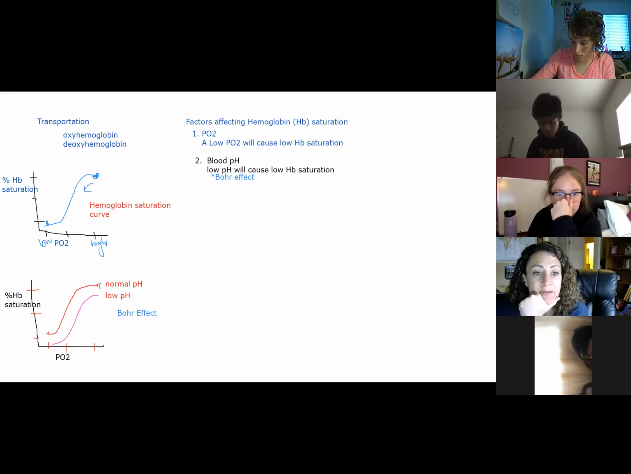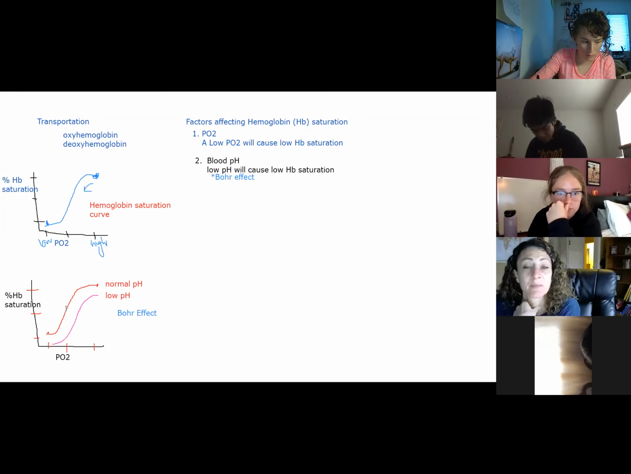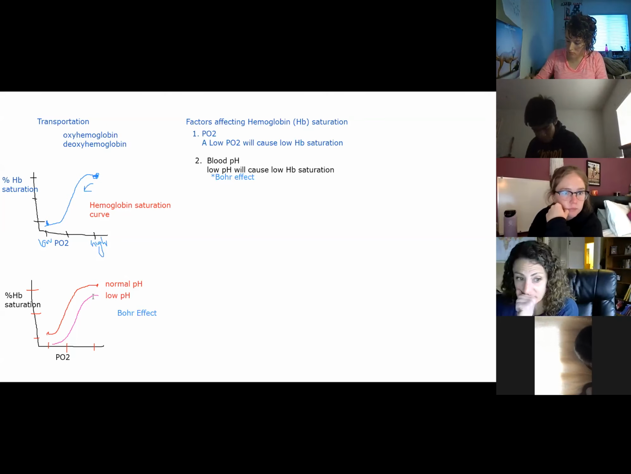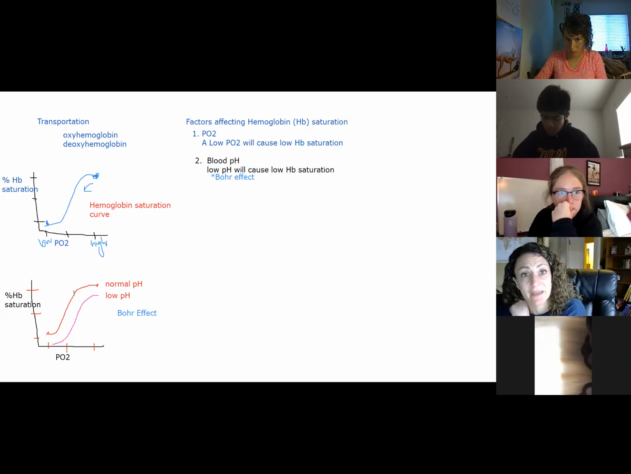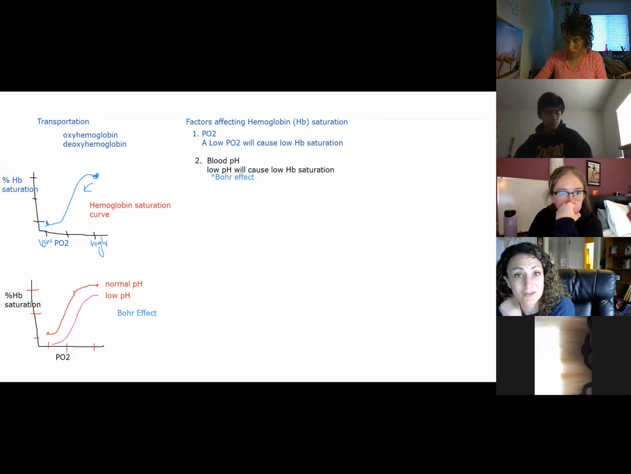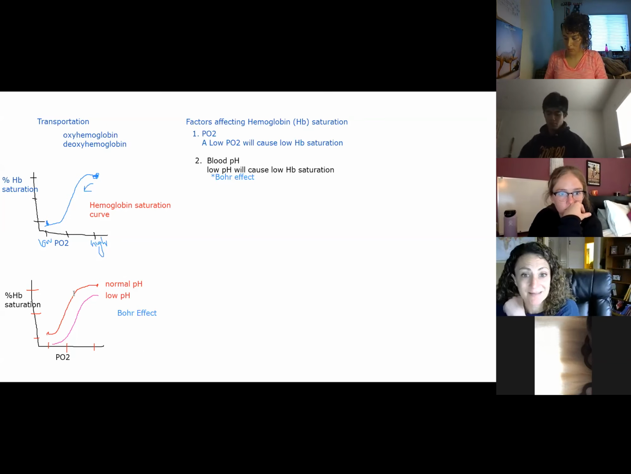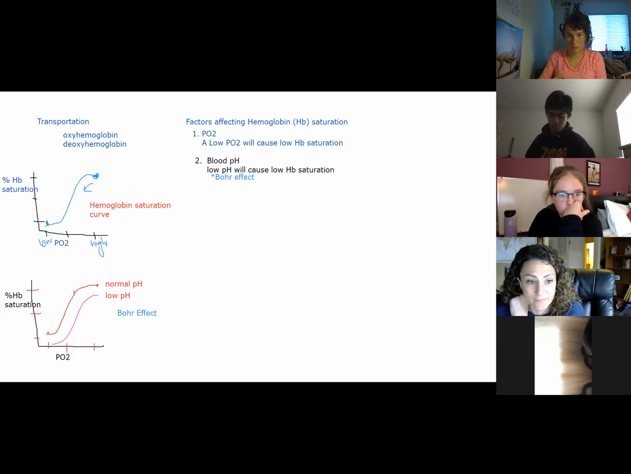Okay, so it has the normal hemoglobin saturation curve on it, reflecting hemoglobin saturation at normal pH, and then it compares it to hemoglobin saturation at a lower pH. So this graph says a low pH will cause low hemoglobin saturation. That's important because low pH is occurring at the exercising muscle, so this ensures that the oxygen will be released at the exercising muscle. Okay, everybody okay with that?